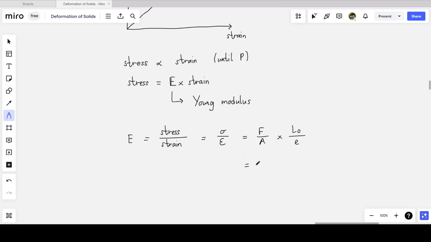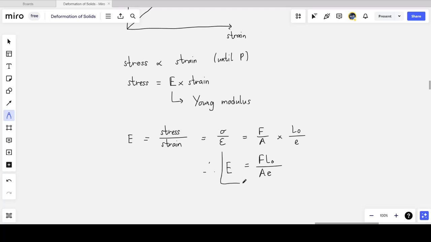So we can write E, or uppercase E rather, Young modulus, as the force times the original length over A, the area, times the extension e. So uppercase E is F L naught over A times lowercase e.